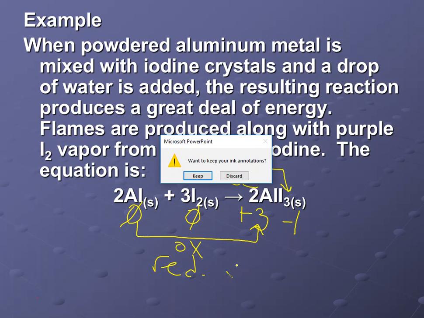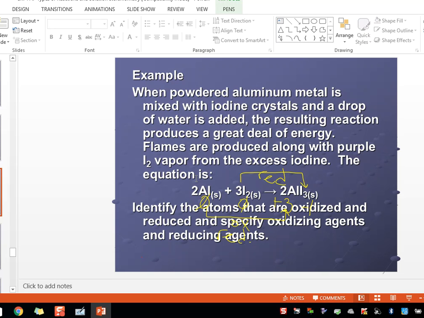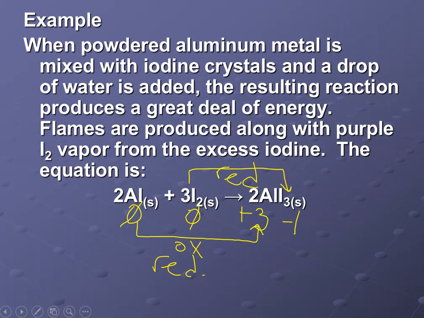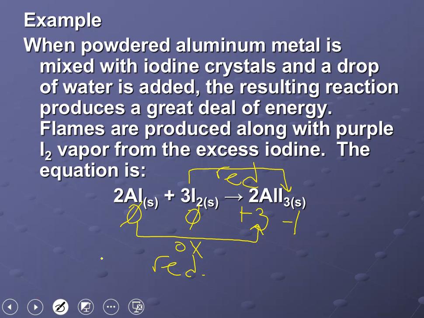Now, oxidizing agent, reducing agent: since aluminum is the thing that was oxidized, it is the reducing agent. And then what was reduced is the oxidizing agent.